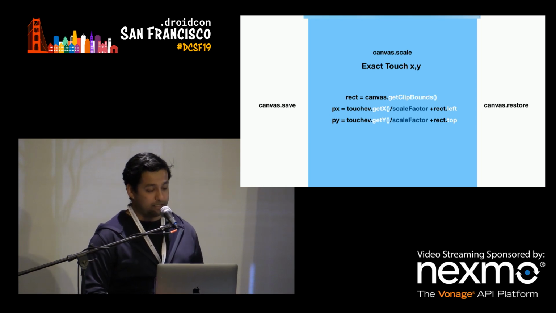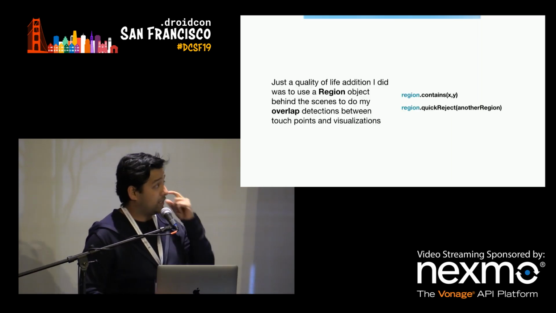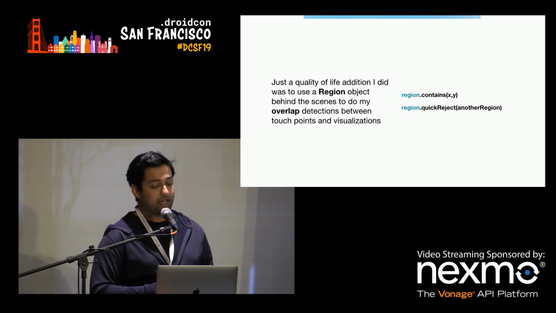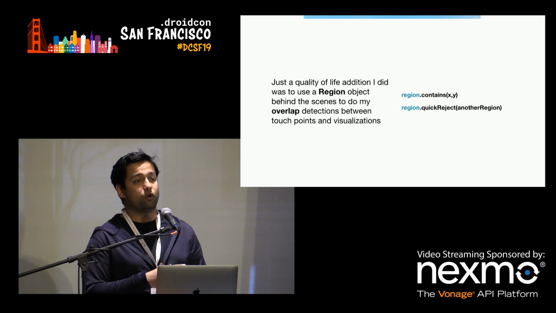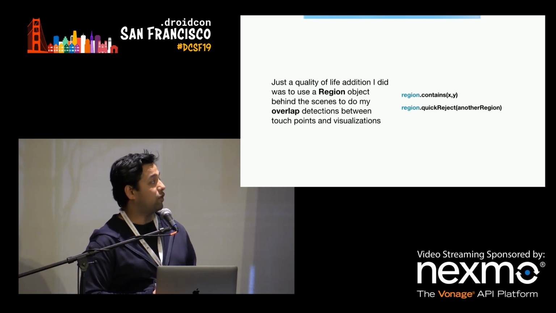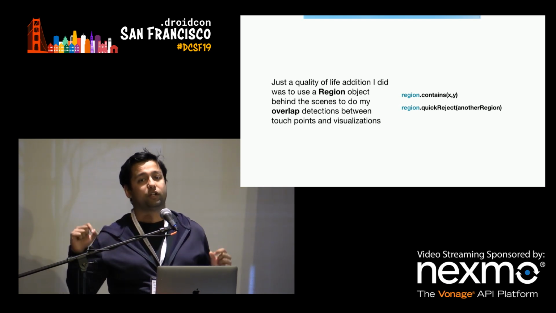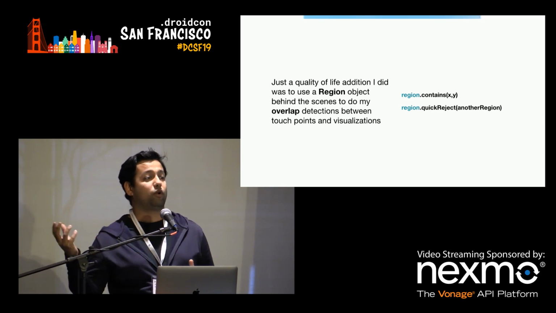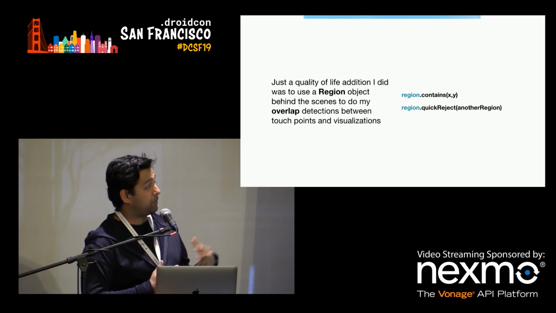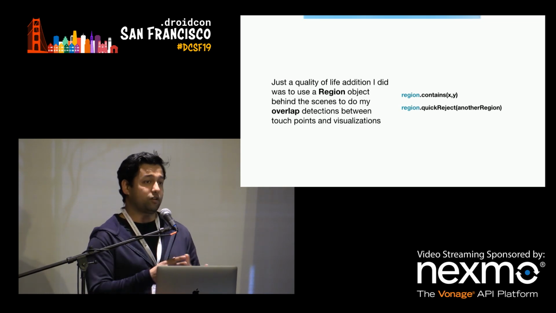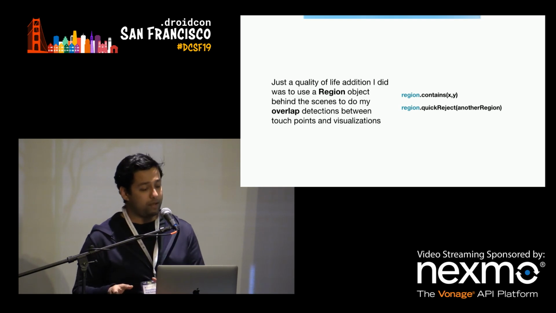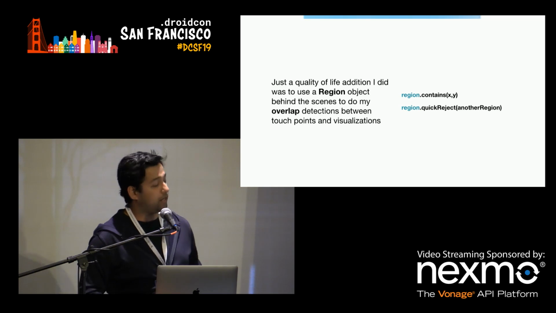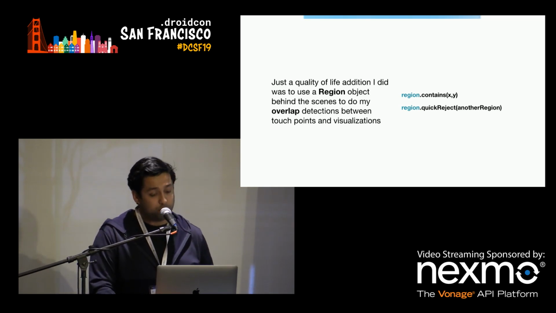So yeah, this was another quality of life addition. We have a lot of overlap logic, like visualization to visualization overlap detection that we need to perform. This is especially important, let's say if you're making a radar chart and you want to add a fourth attribute, or if you're making a scatter plot and you want to add a third attribute. All of that was made much easier by using the region object. There's a corresponding region object associated with every shape, and we're doing a quick reject for fast overlap detection. So region quick reject was really useful.